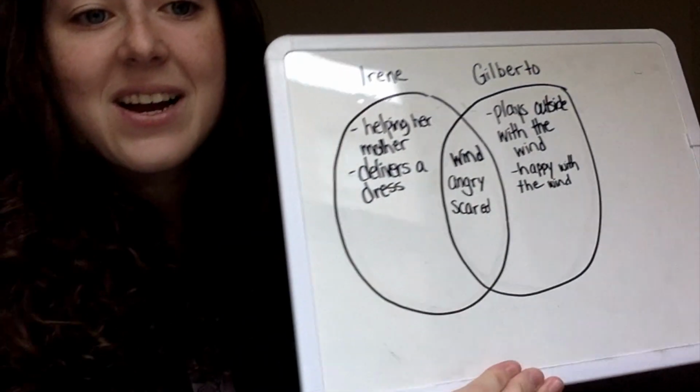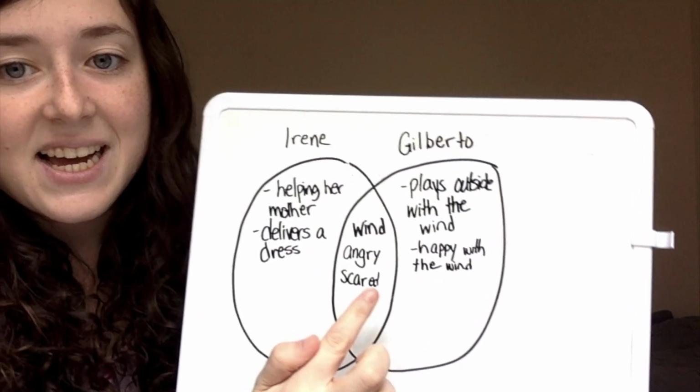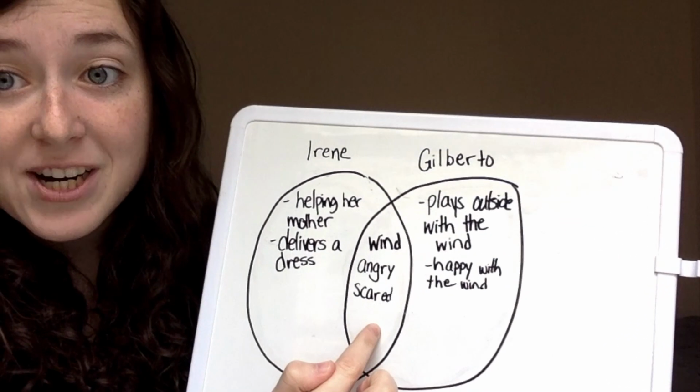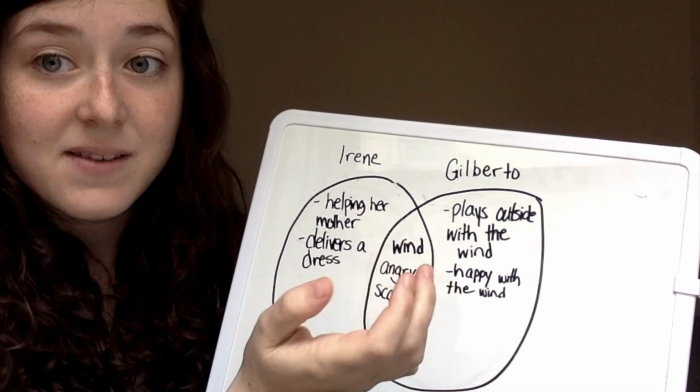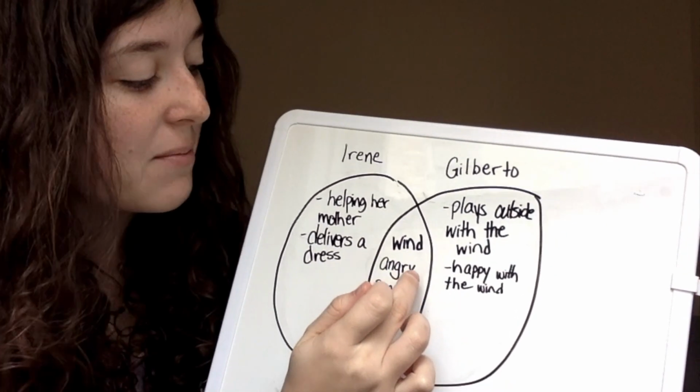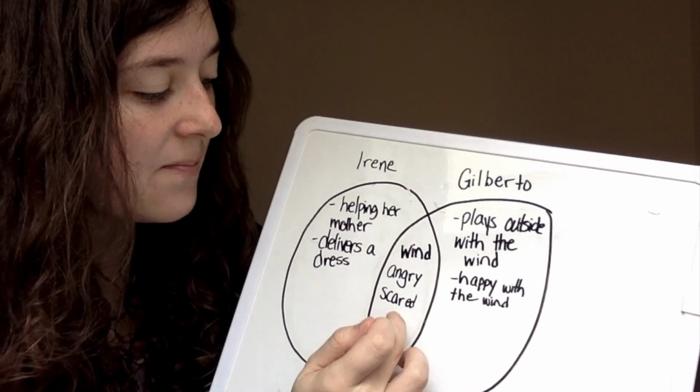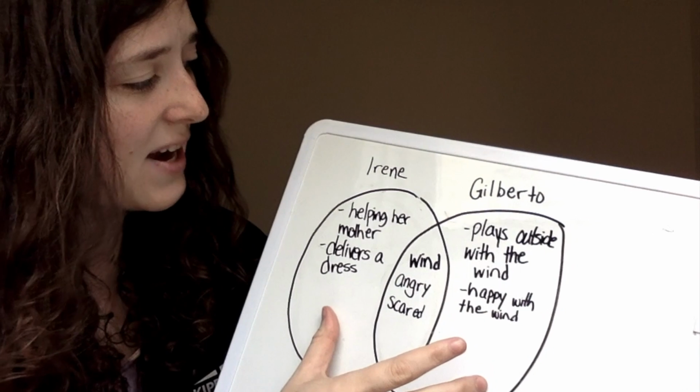Okay, so now taking a look back at our Venn diagram, we see that both characters had some similar experiences with the wind, right? Right here in the middle. They both had experiences with the wind, right? They both felt angry, they both felt scared. But they also had some different experiences, right?